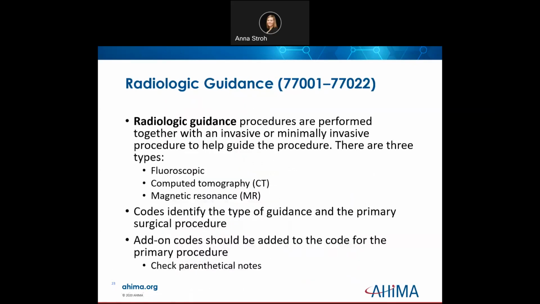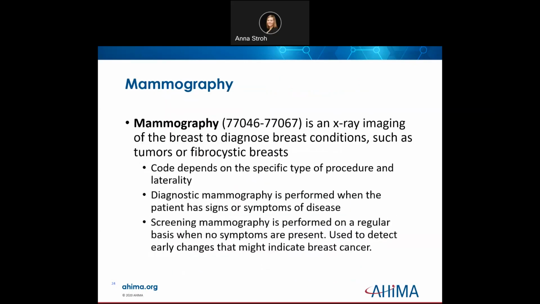Okay, radiologic guidance procedures are performed together with an invasive or minimally invasive procedure to help guide the procedure. There are 3 types: fluoroscopic, CT, or MR. Codes identify the type of guidance in the primary surgical procedure, and there are add-on codes that are added to the code for the primary procedure. So if they're performing a procedure with radiologic guidance, you want to make sure you report that.